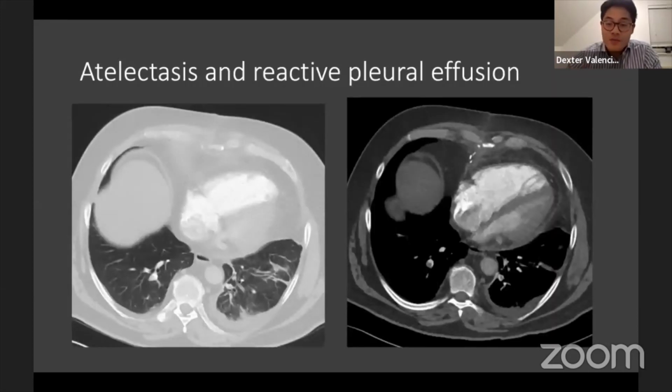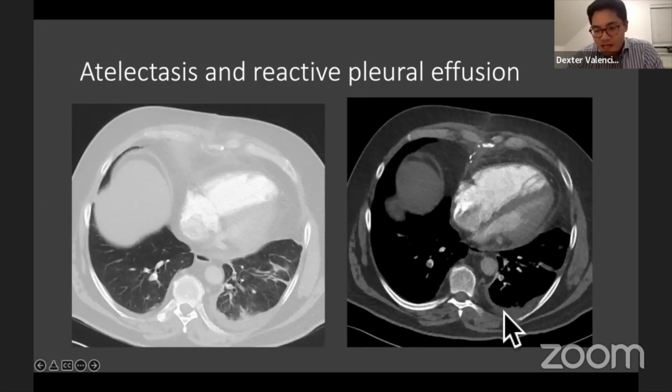Other things that you can see with PEs, so here we have two CT slices. Over here we have the lung window. Here we have the soft tissue window. Some of you may have spotted on the soft tissue window, there are some filling defects here. These are the polo mint sign that you can see. So these are the acute pulmonary emboli. We can see that they're filling the vessels.